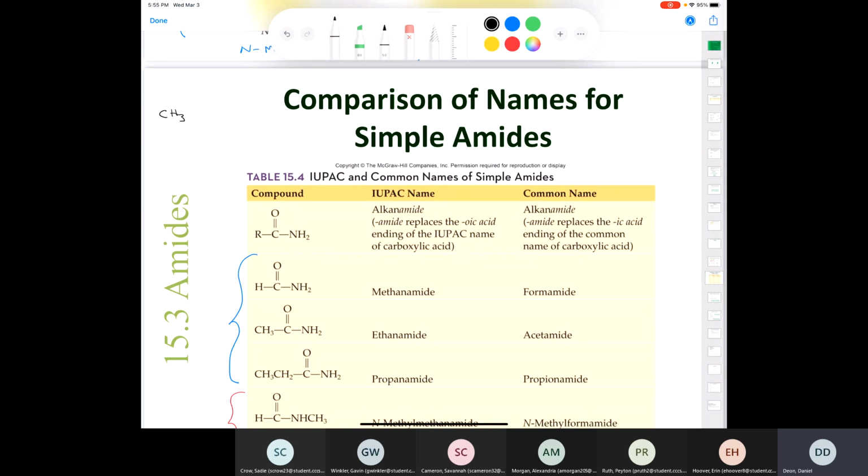But let's say we had this as our amide. This is a tertiary amide. You might be wondering, how do I name a tertiary amide? Since we have two carbons, it would be ethanamide, and we have two methyl groups, so you would call this N,N-dimethylethanamide. And then the common name would be N,N-dimethylacetamide. Like that.